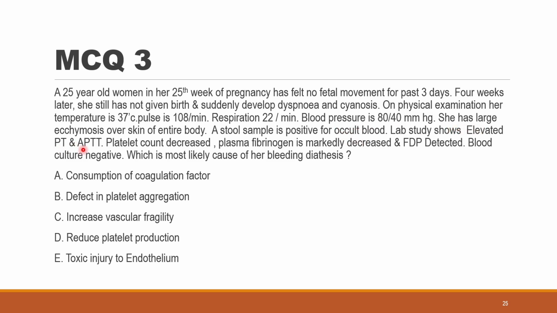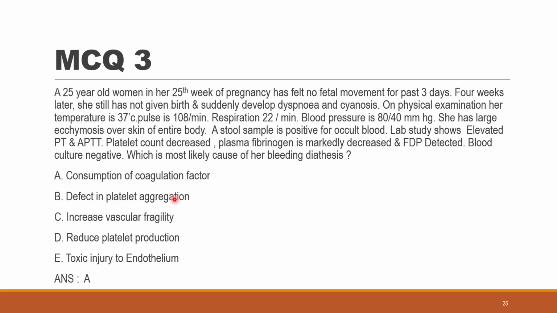Lab study revealed PT and APTT increased, platelet count decreased, and fibrinogen decreased. FDP is detected. Very important. This is a confirmatory test. Fibrin degradation product is detected. So clot has occurred, and the patient has a bad obstetric history as well. Abortion history is present. See, the patient has abortion history. So this is classically a case of DIC. So which is the most likely cause of her bleeding diathesis? Obviously, bleeding is because of consumption of coagulation factors, because the coagulation factors and platelets are consumed, so it will lead to bleeding.